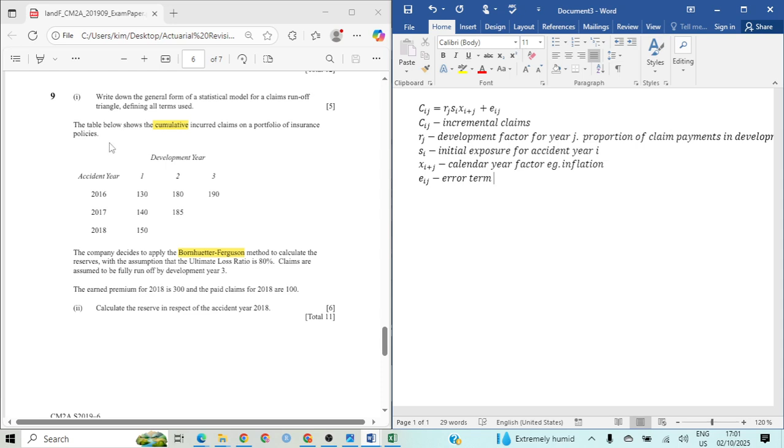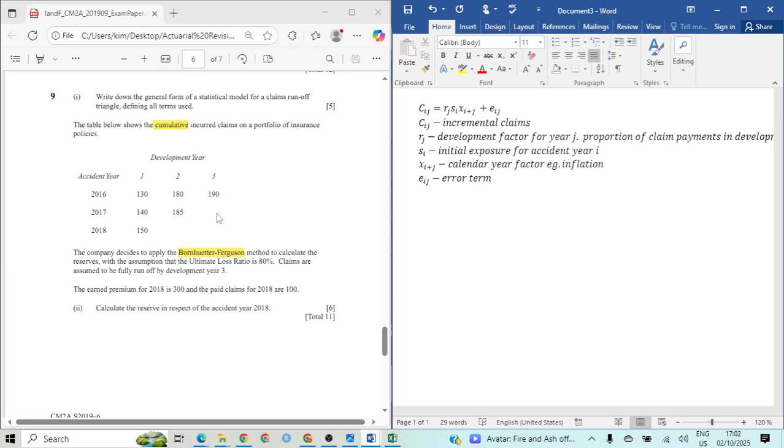So the second part of the question: the table below shows the cumulative incurred claims on a portfolio of insurance policies. We've been given the table. The company decides to apply the Bornhuetter-Ferguson method. We've been given which method, and also had highlighted the cumulative. When you're using the Bornhuetter-Ferguson method, we only deal with cumulative values. If we had been given incremental values, then we would have needed to change them to cumulative first. But the good thing is for this question, we've already been told it is cumulative.